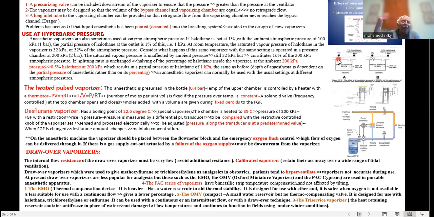Whenever I go to a high altitude, where the pressure is going to be doubled, 200, we will find that the saturated vapor pressure is not dependent upon the pressure. It is only temperature dependent.